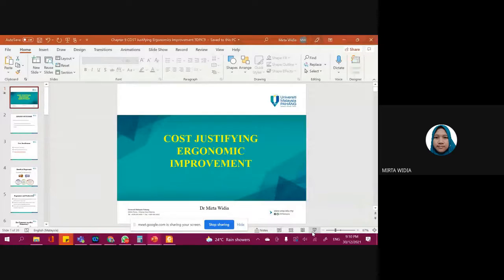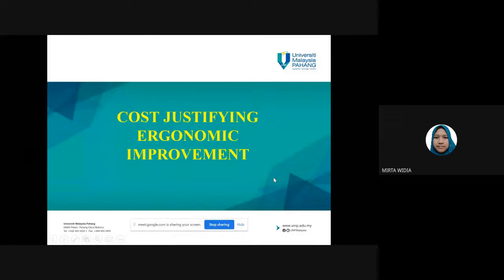Okay, so cost justifying ergonomics improvement. Okay, maybe yang dah pernah dengar ke? Dah. Okay, so ini dekat master kita ajar jugalah, untuk kita bagi juga this knowledge about the cost justifying ergonomics improvement.